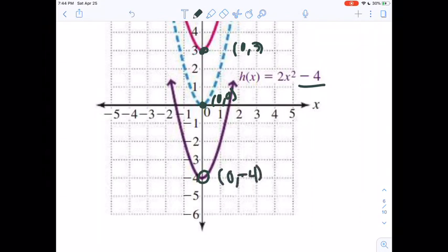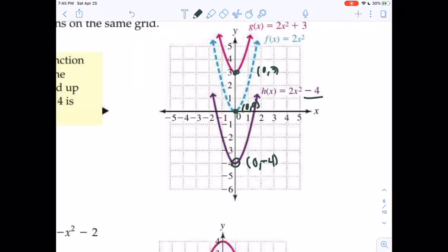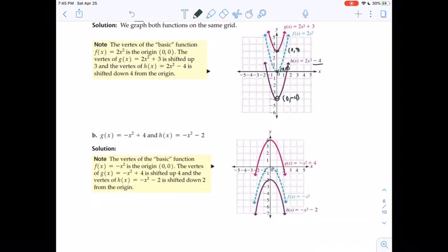So think to yourself, what's happening when I add or subtract to these graphs? Well, it's just shifting the graph up or down on the y-axis. It's just moving the vertex up by that many steps or down by that many steps, whether you're adding to it or subtracting. If you're subtracting, obviously we're moving down. If you're adding, you're moving up. Notice that the widths are exactly the same.